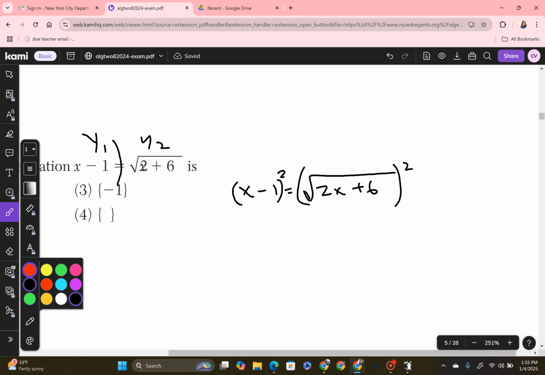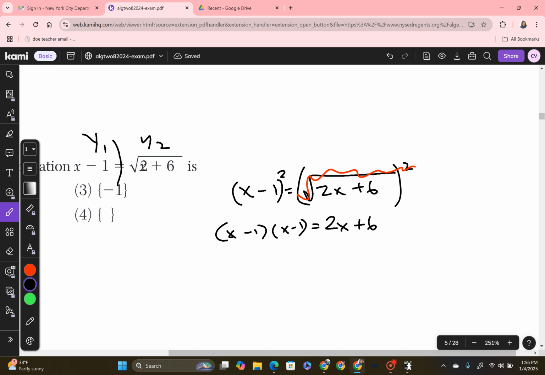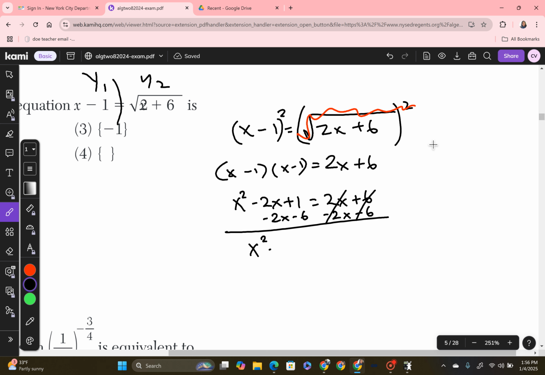What does that allow us to do? The square root and the square cancel each other out. So all you're left with is 2x plus 6 on the right. And on the left, you have x minus 1 squared, which is x minus 1 times x minus 1. Foil this out, you're going to get x squared minus 2x plus 1. You should actually do it, okay? Don't jump like I did. You're going to get one side equal to 0, so minus 2x minus 6. That cancels out, so now you have x squared minus 4x minus 5 equals 0.